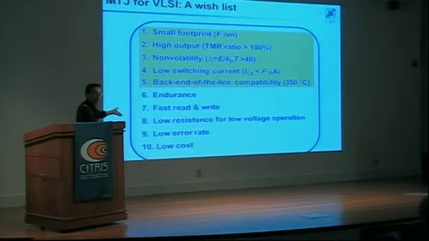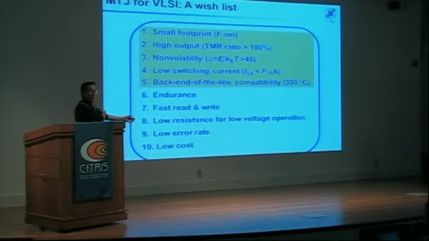Low resistance is okay. We can go to reasonably low resistance for a couple more generations, because this magnetic tunnel junction is used in the sensing device for hard disks, and they are using very, very low resistance devices. Low error rate, this is something that we need to counter, and low cost is, after all, everything needs to be done at low cost.